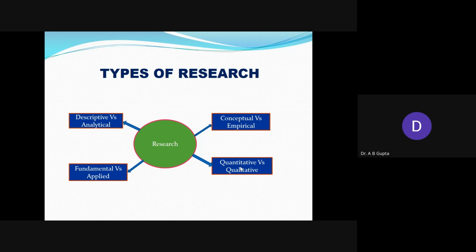Then you can also categorize or classify research in one more area, that is conceptual research or empirical research. And another method to classify research is quantitative research and qualitative research. So let us get familiar with these terms: descriptive research, analytical research, fundamental research, applied research, conceptual research, empirical research, quantitative and qualitative research. Let us take these one by one.